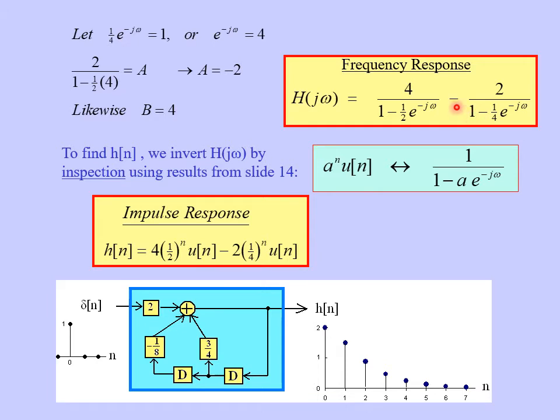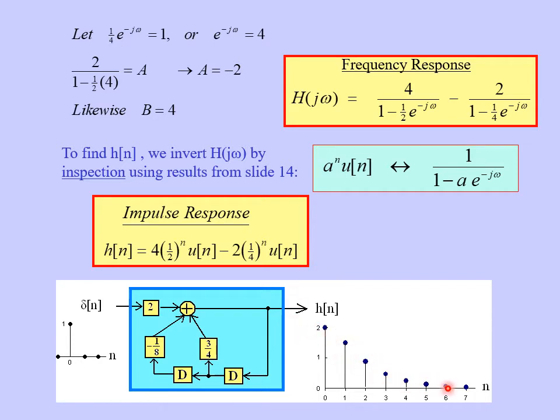And then the second term, we have minus sign 2. So there's the -2. And by inspection, we see that a is equal to 1/4 in this second term. So we have 1/4 to the n times u of n. So this is our impulse response, okay? And the other thing, we can see that we can plot this if we want. So here's the impulse response plotted.